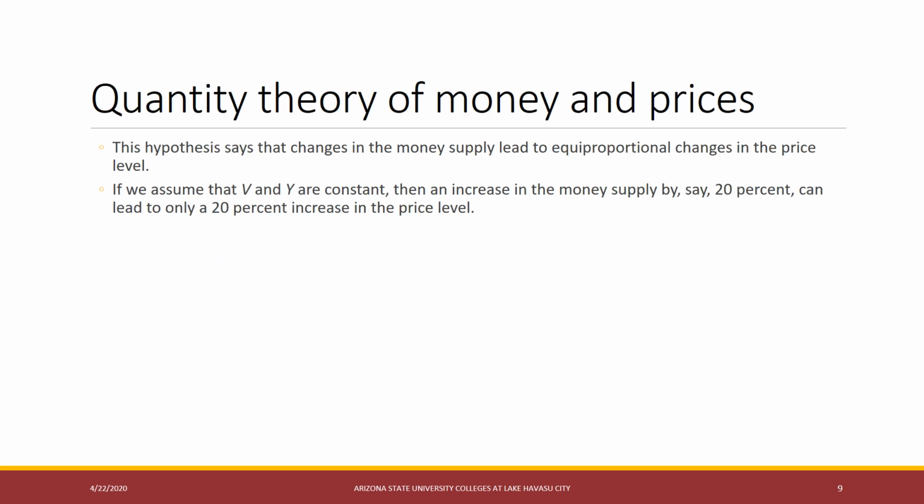Now I am turning to the quantity theory of money and prices. This hypothesis says that changes in the money supply lead to equiproportional changes in the price level. If you assume that V and Y are constant, then an increase in the money supply, say by 20%, can lead to only a 20% increase in the price level.